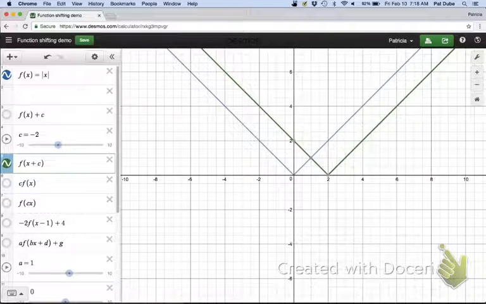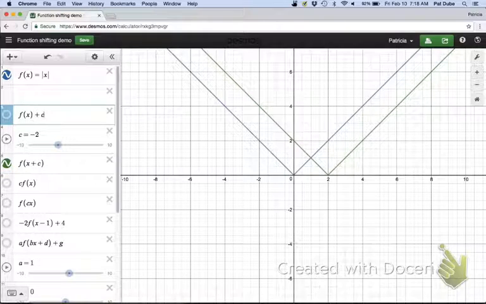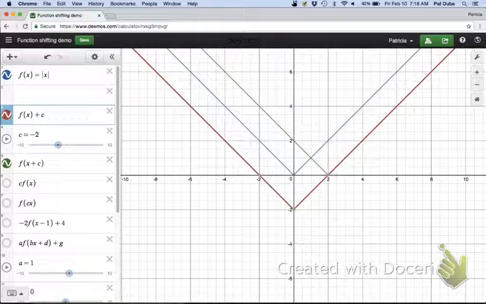So the horizontal shifts are tricky only because they don't do what you expect. They do the opposite. But the vertical shifts do what you expect. Here's the red graph, f of x minus 2, shifted down 2. So what you're seeing here is the difference in these functions. This blue one is f of x.